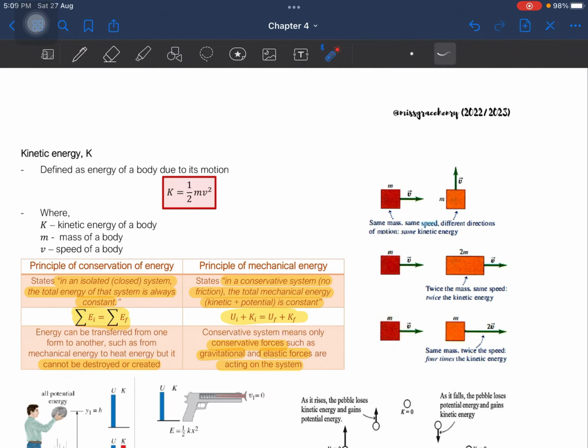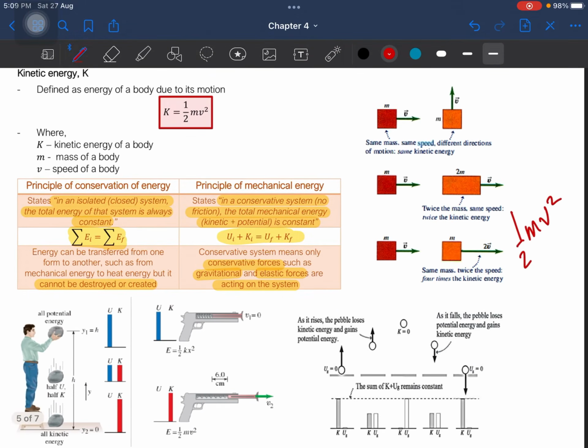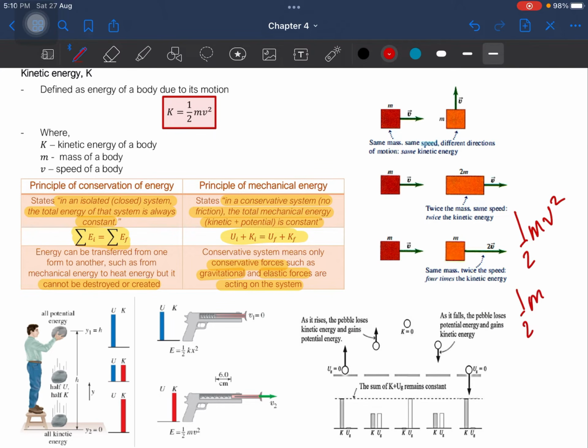Okay? Sekarang ni kita tengok pula. Dia ada same mass, twice the speed. Sekarang ni, bila kita letak twice the speed, sekarang ni tadi previously macam ni. Tapi sekarang the second block is twice the speed. Sekarang ni ada square. So, kiranya dia akan jadi half m 4v square. So, berapa kali ni? Dia akan 4 times greater lah.